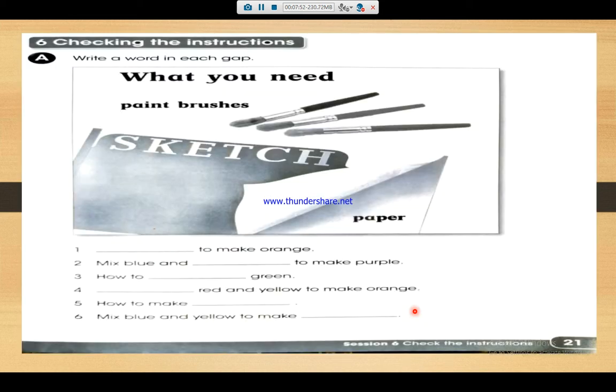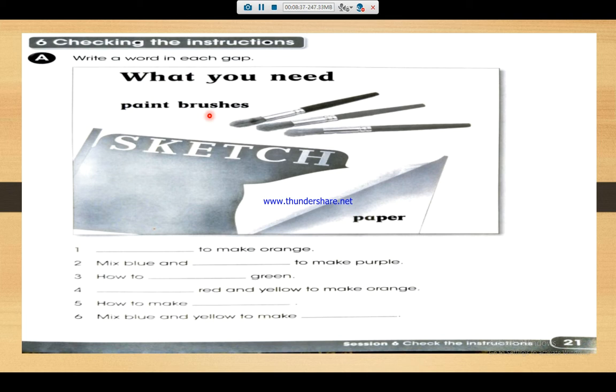Here we have page 21. We are working on page 21, and in page 21 we are working with lesson 6, checking the instructions. So in the previous page we were working with following instructions, so now we are checking the instructions. So write a word in each gap, and here we have a picture, and of course we have labels for the pictures. So what you need, here are the things that you are going to need when you are ready for painting. So we need paint brushes.